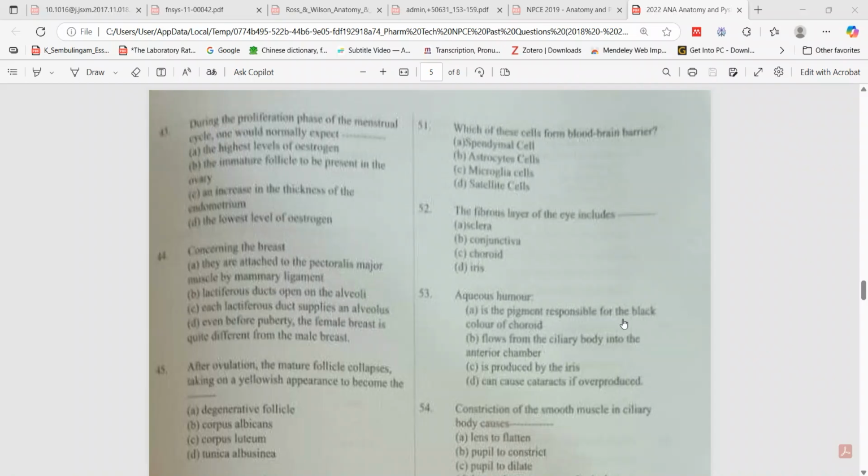Concerning the breasts, they are attached to the pectoralis major muscle by mammary ligaments.